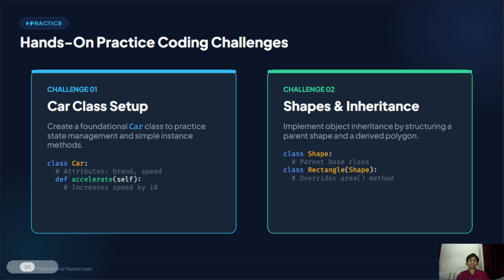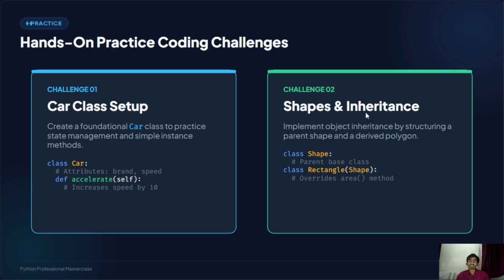Now it's your turn. Practice: pause the video and do some questions by yourself. The first question is to create a class called Car. The class should contain two attributes, brand and speed. Now create a method called accelerate. Whenever the method is called, increase the speed by 10%. For example, if your speed is 10, after calling accelerate, it should become 60.